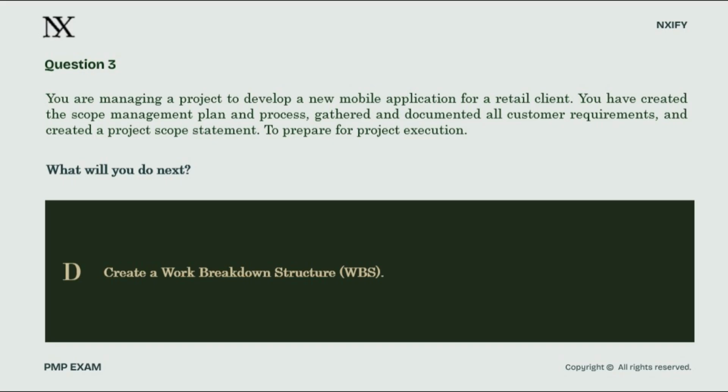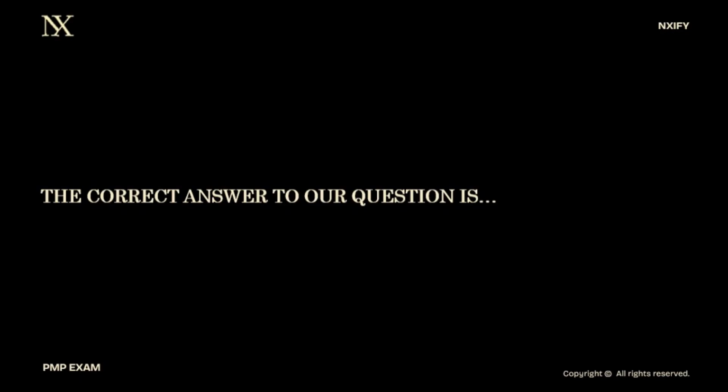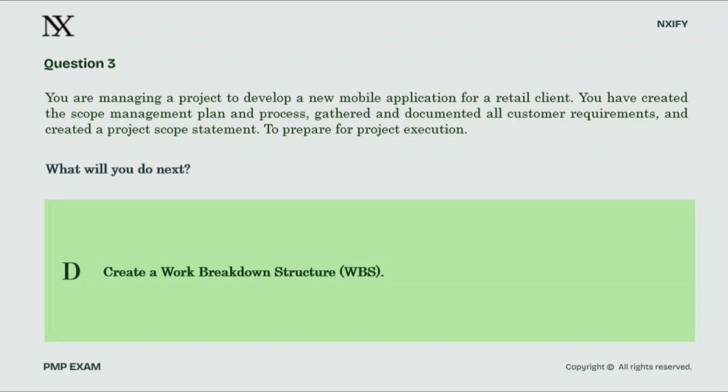The scope statement tells you what the project delivers. The WBS tells you how that work is broken down and organized. One cannot exist in a functional planning process without the other following immediately behind it. Option D is our answer.